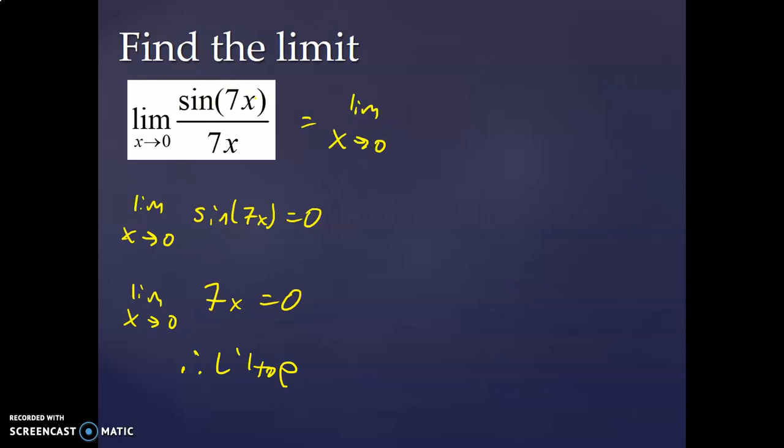Derivative of sine of 7x would be cosine of 7x times the derivative of 7x, which is 7. The derivative of 7x is just 7. So I could cancel these 7s out, plug in 0. So cosine of 7 times 0 would be cosine of 0, which is 1. We get 7 divided by 7, which is 1.